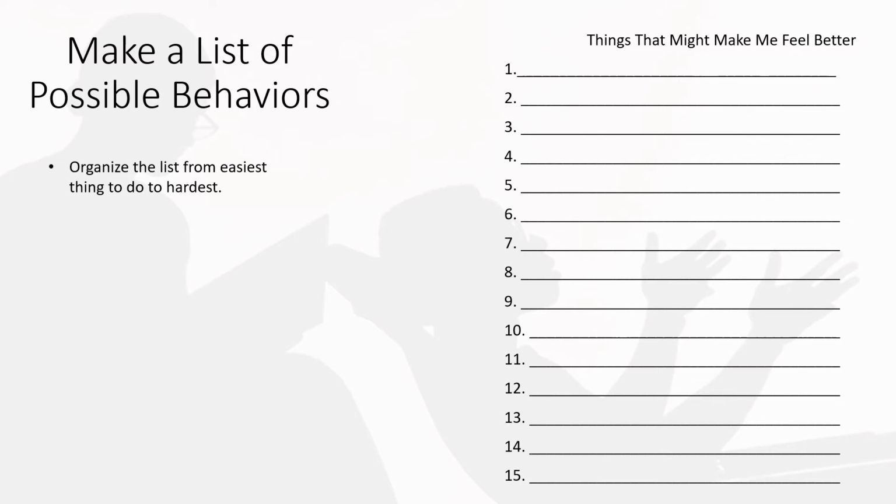And so again, I'm going to have the patient do this if at all possible, and I'm going to be like, let's translate this unranked list that they just made of things that might make me feel better into a list of things that might make me feel better, organized by easiest to do to hardest to do. And then I'm going to ask them, okay, we've got this list. Well, what are we going to do with it?